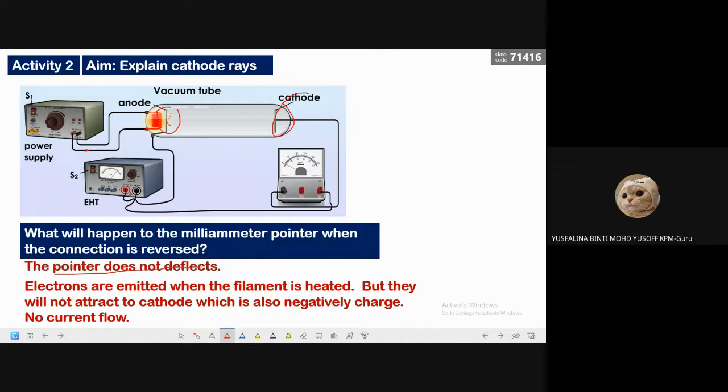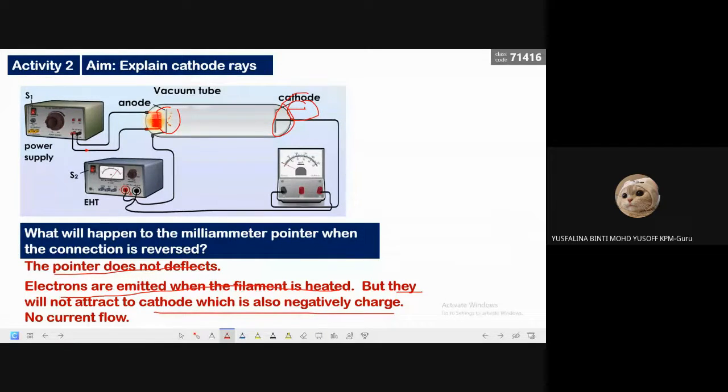And then the electrons are emitted when the filament is heated, right? So the filament is still heated, but the electrons will not be attracted to the cathode, which is also negative charge. The electrons are still released because they hit the tungsten filament here. So of course the electrons will still be released, but they will not be attracted to the cathode because the cathode is also negative charge.